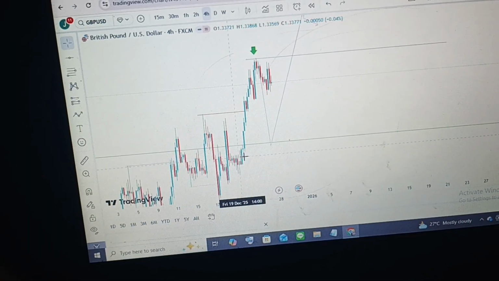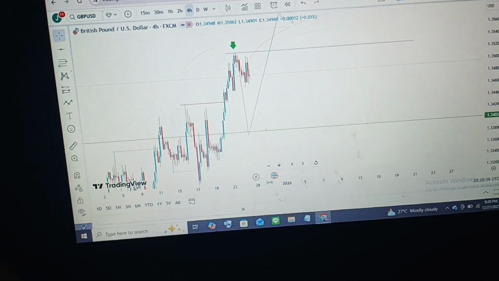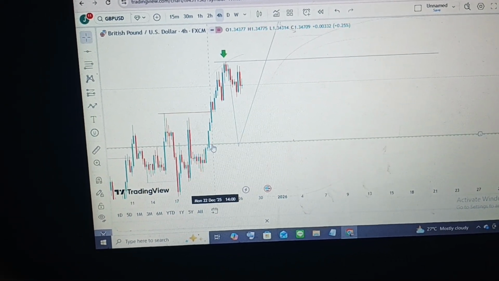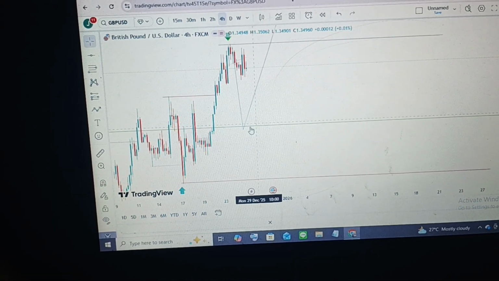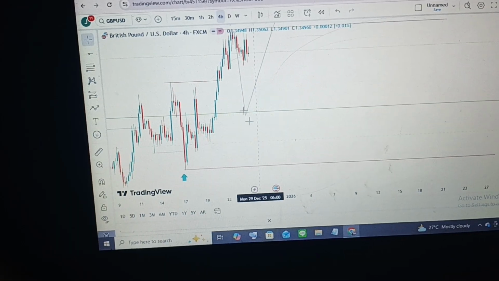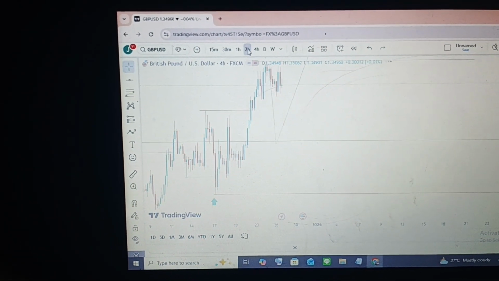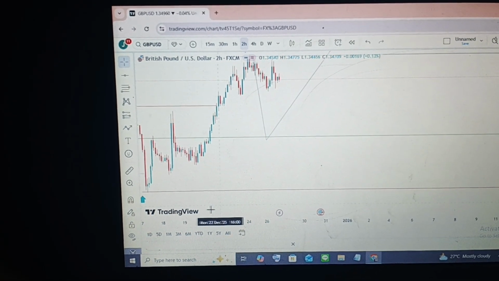Now, after all this, we want to put our risk management into consideration, because this is a higher time frame. We can't just place a trade here because price can come here and go deeper. So we want to scale down to the lower time frame. And what's the next lower time frame? We want to scale down from the 4 hour to the 2 hour.